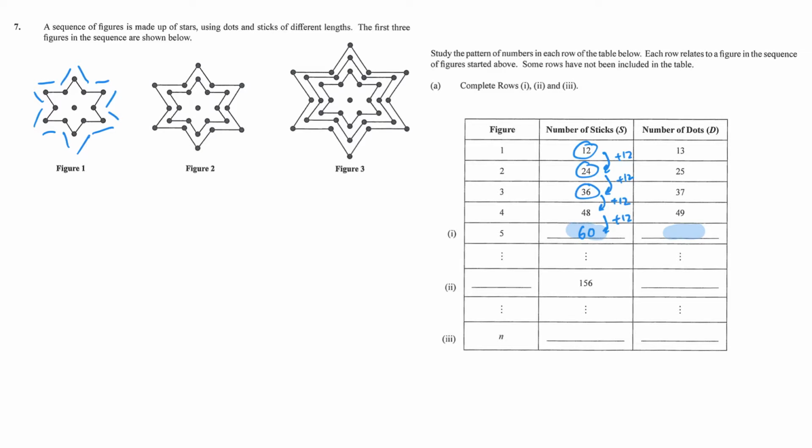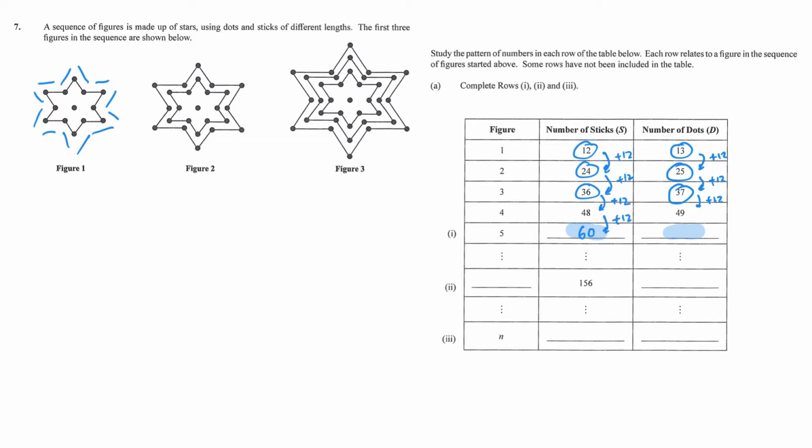Now let's look at the number of dots. In figure 1, we have 13 dots. In figure 2, we have 25 dots. In figure 3, we have 37 dots. Again, notice that each time we're adding 12 more dots. 13 plus 12 gives me 25. 25 plus 12 gives me 37. 37 plus 12 gives me 49.